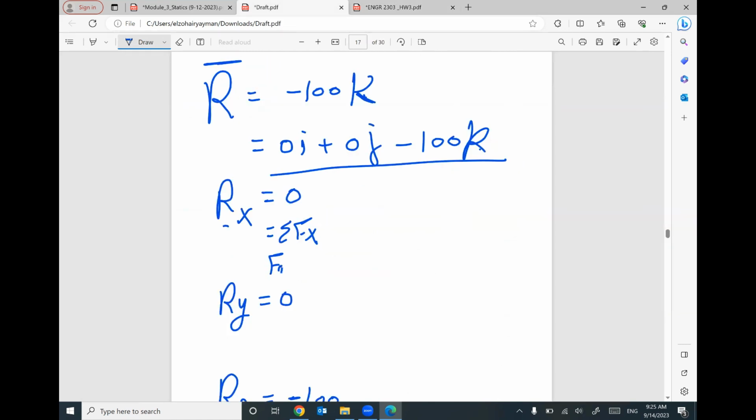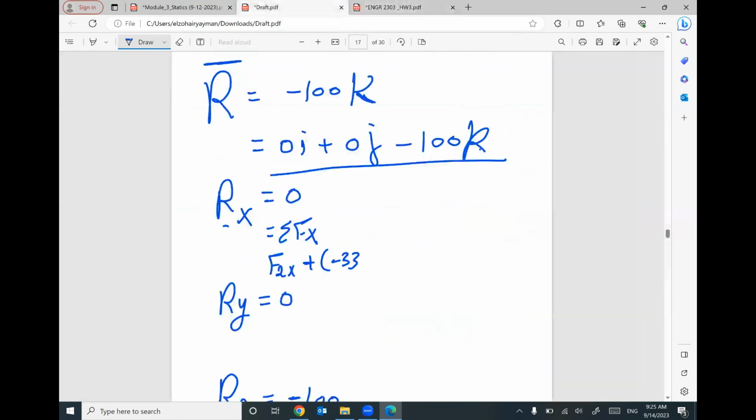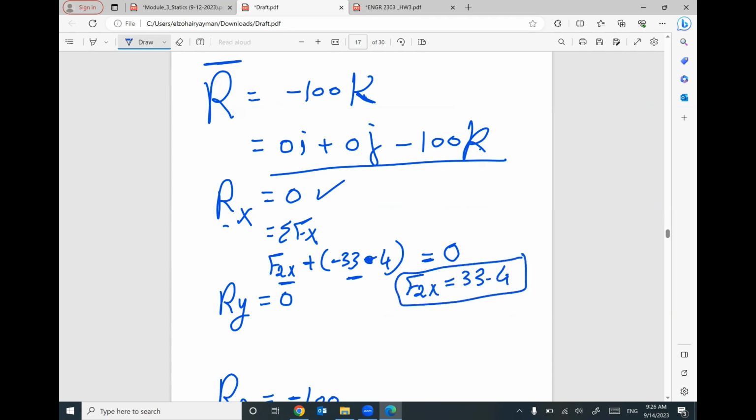So I can say F2x plus negative 33.4. These are the two components. If you add them together, the final answer will be 0, because the X component of your resultant equals 0. So I can say the X component of your force will be 33.4. This is the first one.